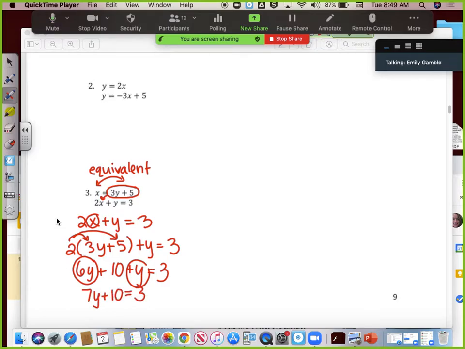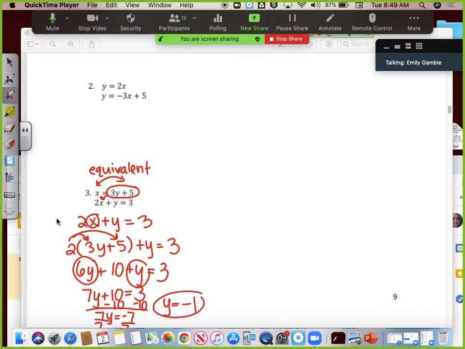And then I solve this two-step equation by first getting rid of this plus 10 by subtracting 10 from both sides. And 3 minus 10 is negative 7. I'll divide both sides by 7. And I get y equals negative 1.